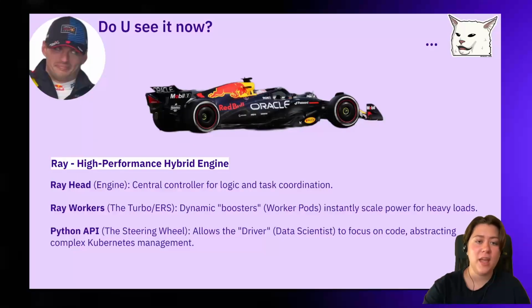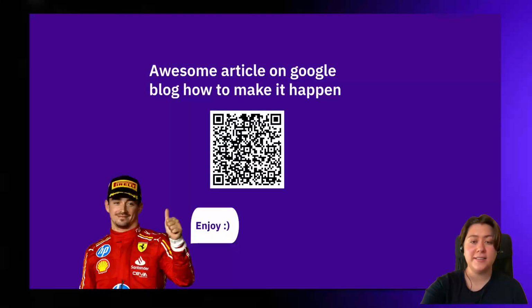Also, we have an analogy with Ray as a high-performance hybrid engine. We have the Ray head, Ray workers, and the Python API under the hood that allows us to process our pipeline quickly and efficiently. It allows us to stream our data with our datasets without loading it fully into memory, and allows us to combine the training pipelines into one. And last but not least, the articles that I would suggest you read, because they're quite cool as well, and I highly recommend you check them out.